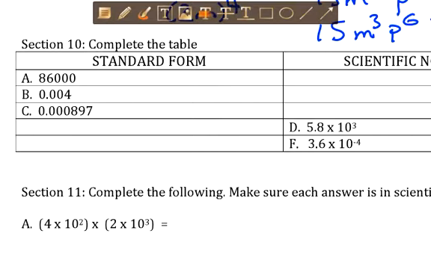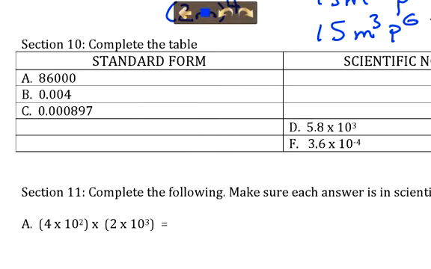Scientific notation. I like to teach it by counting the jumps, or as we learned, butt cheeks. And the goal is to count and move until you get a number that's between 1 and 10. So if it's 10, it's too big. It's got to be less than 10 and 1 or greater.